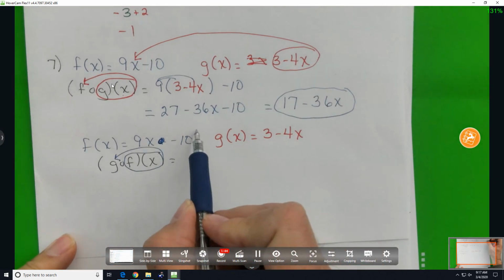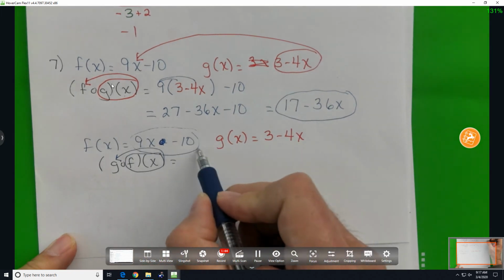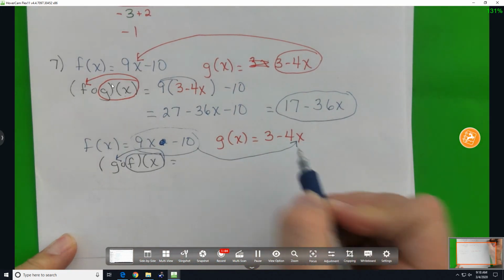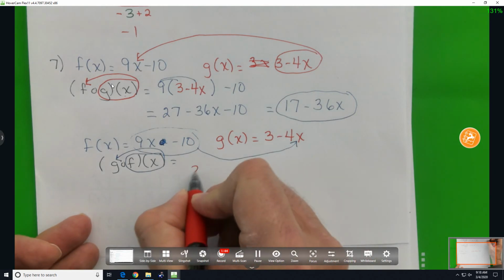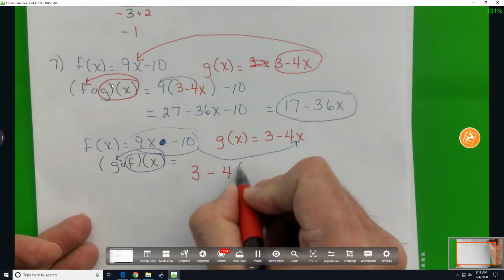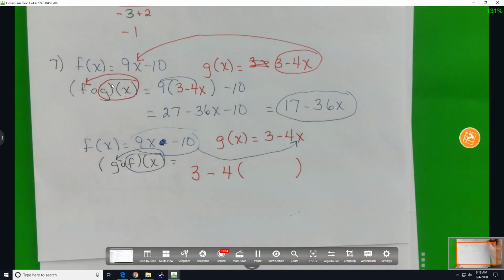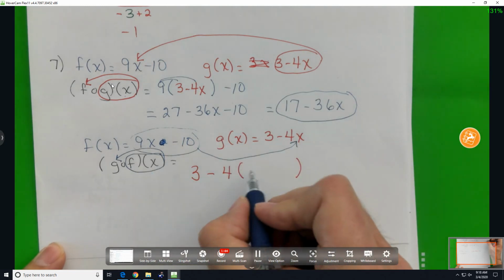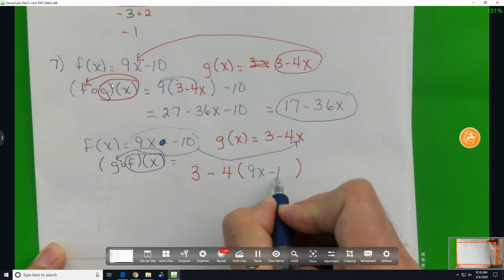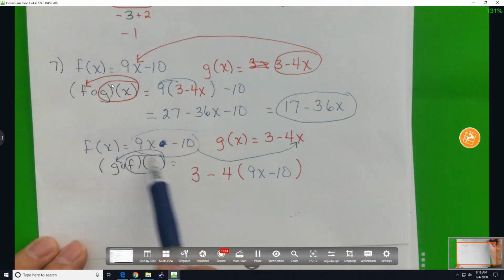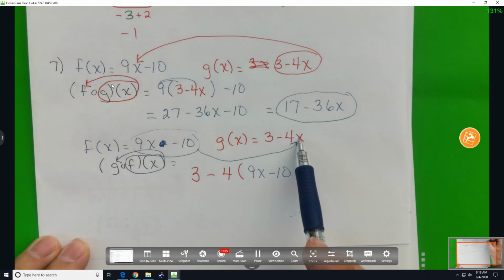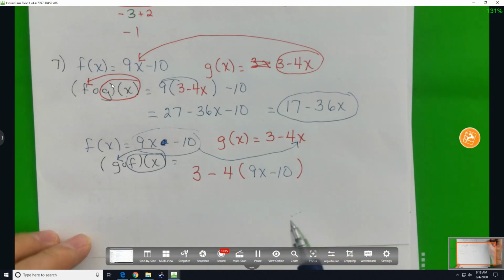So plug 9x minus 10 into the function g. So in place of that red x, I'm putting 9x minus 10. So we have 3 minus 4, and in place of the red x, I'm putting 9x minus 10. Are there any questions on what I'm doing? I'm plugging f of x into g, so I'm plugging the 9x minus 10 into this red x. And what are we going to do next?